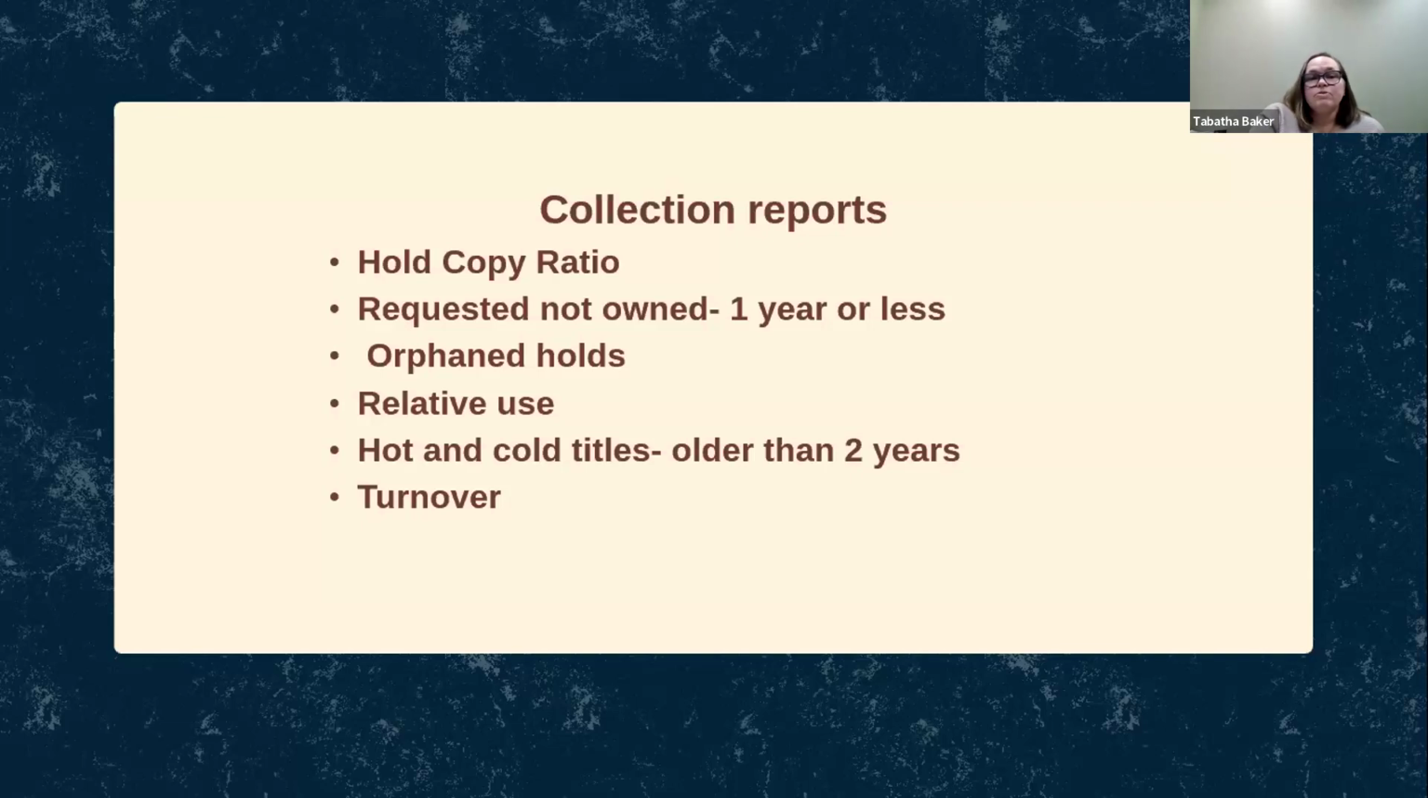Maybe they were lost or destroyed. We look at relative use. We look at things that are what we call hot and cold, that are more than 2 years old. Like if something's going to be adapted into a movie, maybe it becomes popular again, or vice versa. Maybe there's a new edition of the book or a new volume to a series.